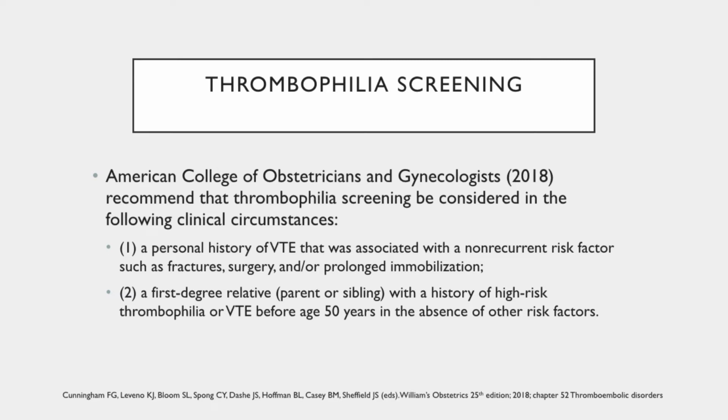Number 1, a personal history of VTE that was associated with non-recurrent risk factors such as fractures, surgery, and/or prolonged immobilization. And number 2, a first-degree relative, that's a parent or a sibling, with a history of high-risk thrombophilia or VTE before age 50 years old in the absence of other risk factors.